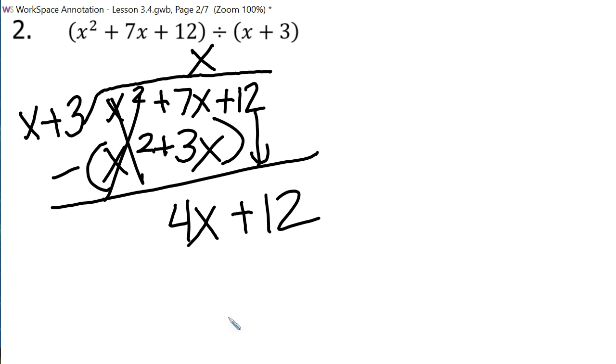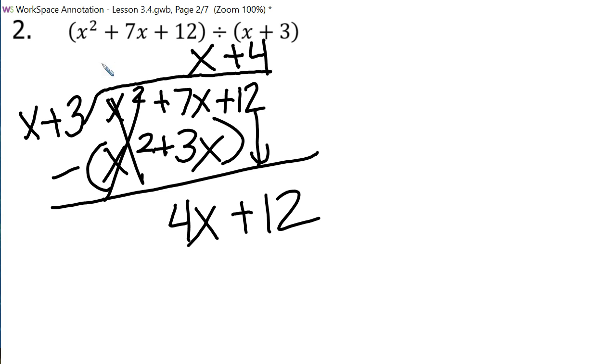Now, to find your answers, you need to look at your first term. So out here, our first term is an x. Right here, our first term is a 4x. Now we do it again. So I have to ask myself, what do I multiply x by to get the 4x? 4. So that's my last answer. So positive 4 is my last answer for the top. And once you get that answer, we need to multiply it by x plus 3. So this time, we need to multiply x plus 3 by the 4.